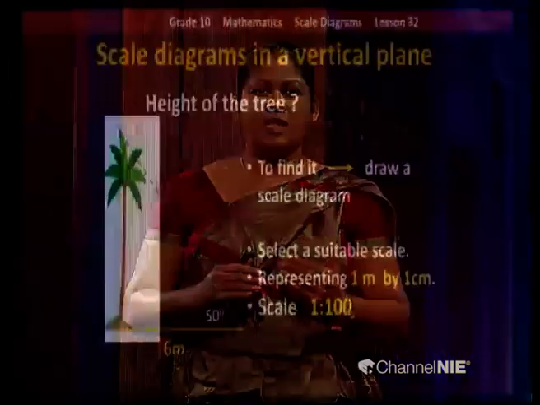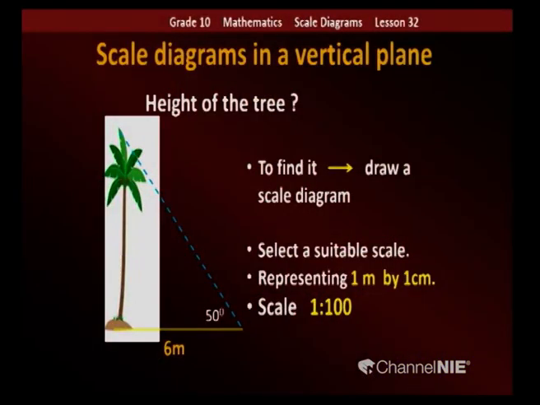We have to select a suitable scale. It should be a suitable one. Now here I have taken representing 1 meter by 1 centimeter. I use that scale. Why is that? I have given the distance as 6 meters. Now I want to find the scale length of 6 meters. Therefore, I use a proper scale, that is representing 1 meter by 1 centimeter.